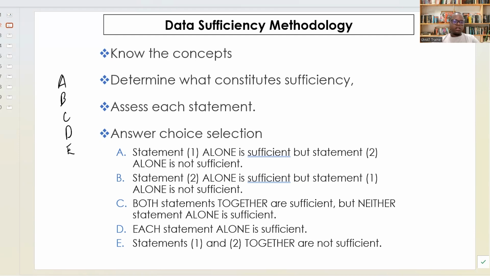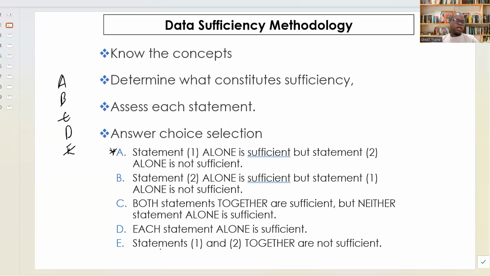For instance, if you assess the first statement and you find that it is sufficient, then you hold on to A as a possible answer. But that doesn't really conclude that it is the correct answer. You need to still assess the second statement. And if you find the first statement to be sufficient, you need to cross out C and E. C means that both statements together are sufficient, but neither statement alone is sufficient, and you found the first statement to be sufficient. At the same time, E says that statements 1 and 2 together are not sufficient, which is not true because that has already been disproved.